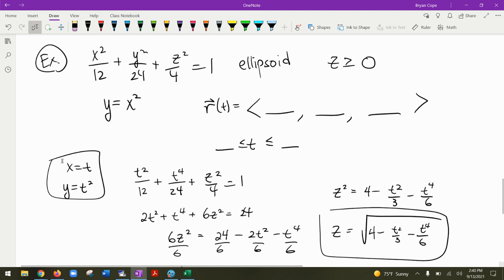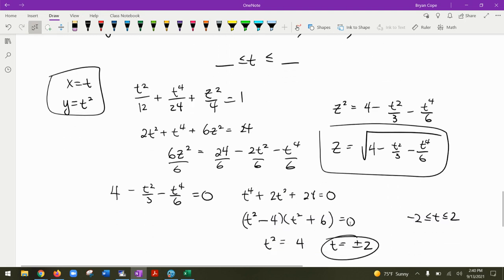So going back to here, there's my x, there's my y, there's my z. And then what I did was I said, well, when do we touch the plane z equals 0? So I said, let's let this thing be 0. I solved this quartic equation, but it's really just quadratic looking, by factoring and found that t squared is 4. So that leads me to my bounds on t, -2 to 2. That's what allows us to go from that bottom, come up, and then come around back to the bottom.